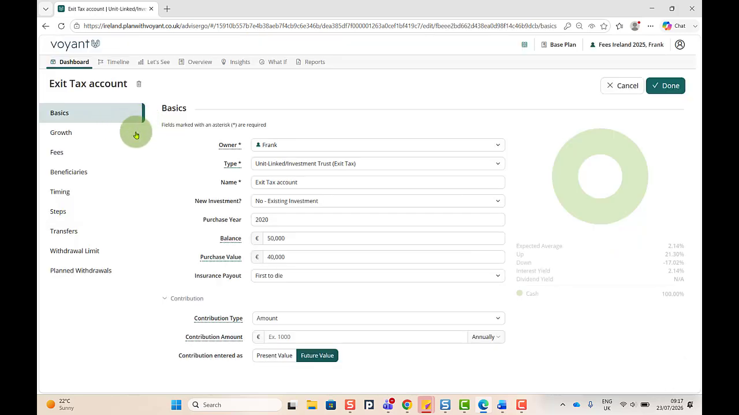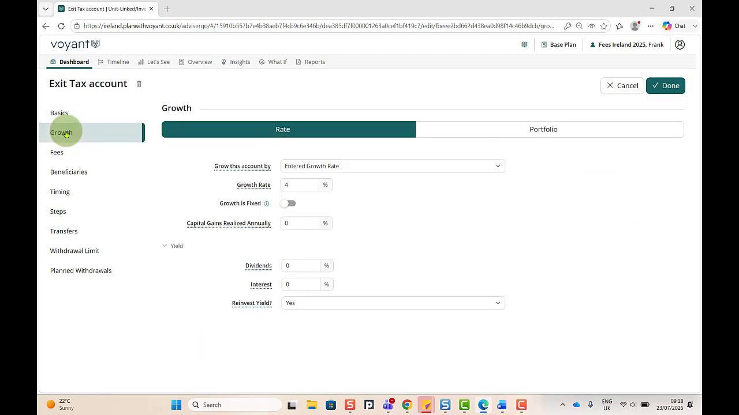Looking at the basic information, I've said it's an existing investment and purchased in 2020 with a balance of 50,000 and a purchase value of 40,000. No contributions are being made. Now let's move over to the growth, and I put in a capital growth rate of 4%, and this will have come through from the plan settings.